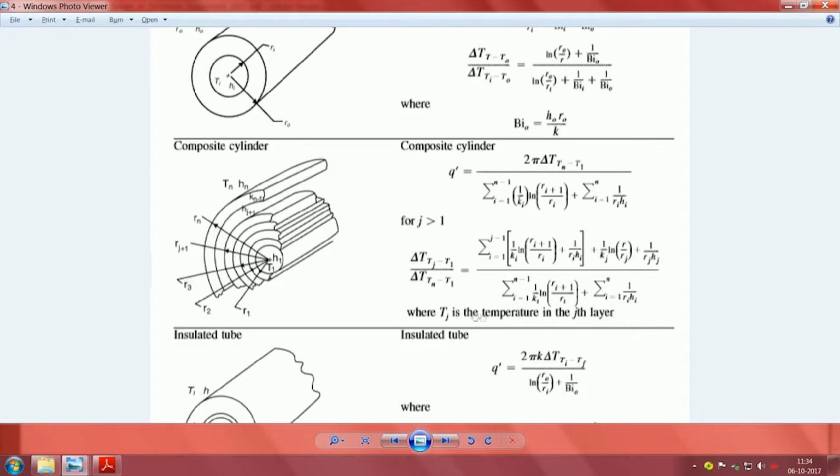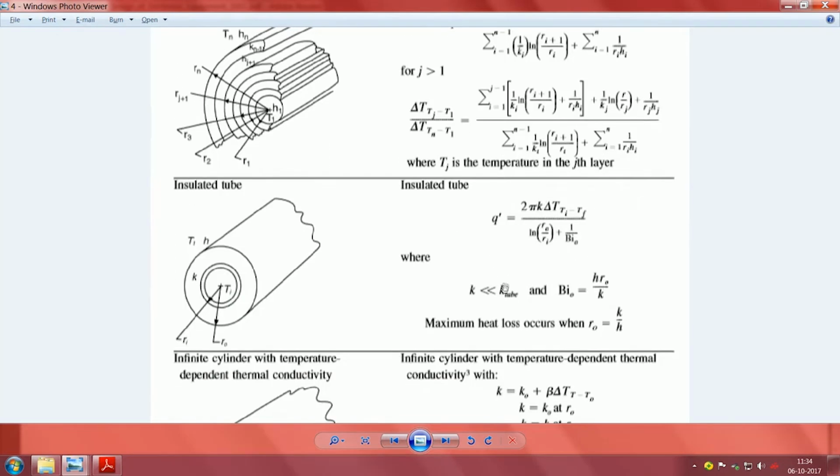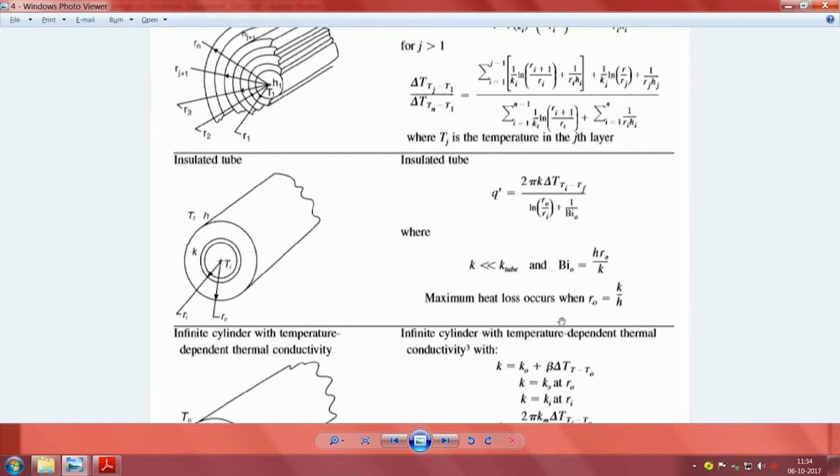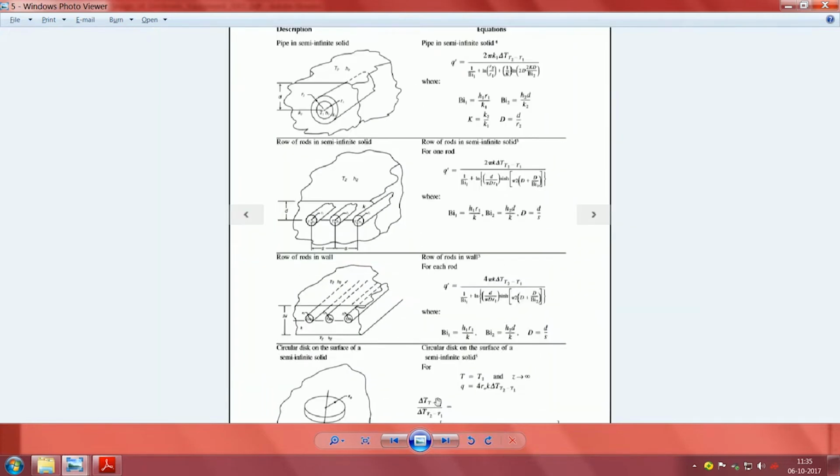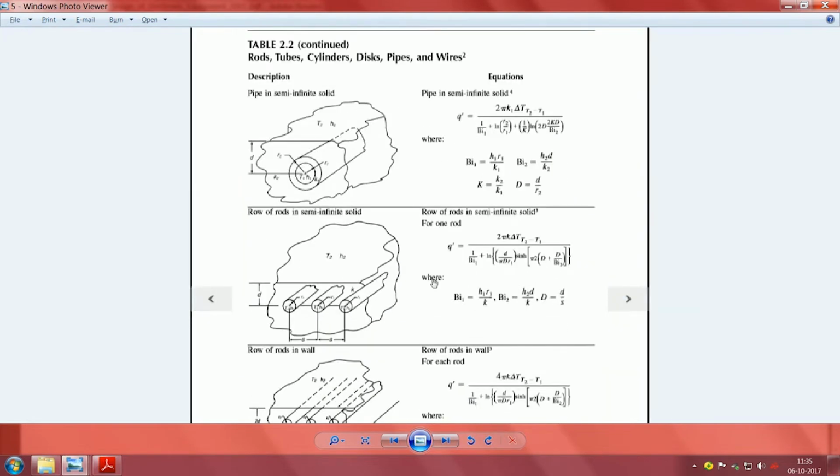what I spoke to you about wires and insulated devices and all that, these things they have given here, where Tj is the temperature in the jth layer. In the case of insulated tube, maximum heat loss occurs when R0 is equal to K by H and so on like that. Infinite cylinder with temperature dependence, because occasionally things change.